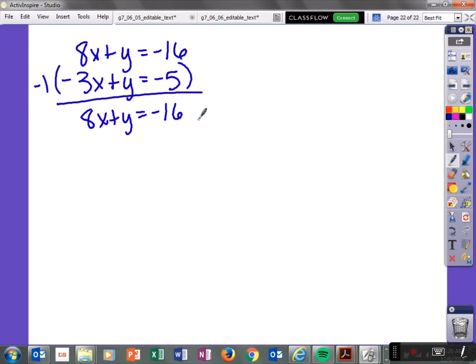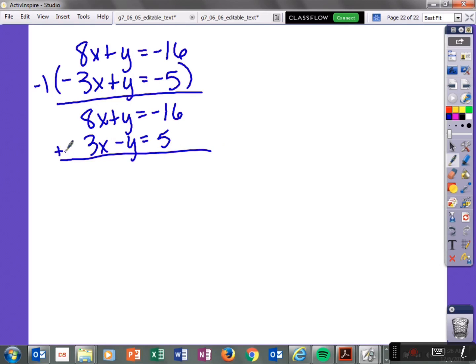What's negative 1 times negative 3x? Positive 3x. What's negative 1 times positive y? Negative y. Equals negative 1 times negative 5, positive 5. All right. Now do we have something that will eliminate? Yes. So now we're back to an easy problem.